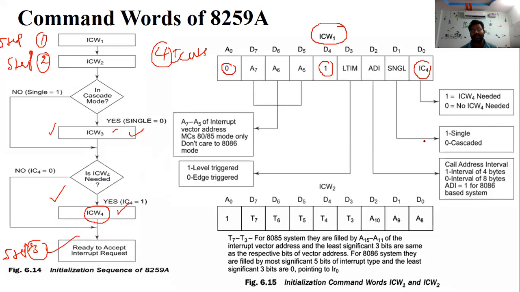Then single mode or cascade mode. If you use single mode, then ICW3 is not needed; the cascade mode is the meaning of ICW3. If you require that, you put this bit at 0, otherwise it is 1. For single it is 1. In the other mode, it may be 8-bit or 4-bit or whatever. Now see this, it is level triggered. You know that ICW1 is edge or level triggered.